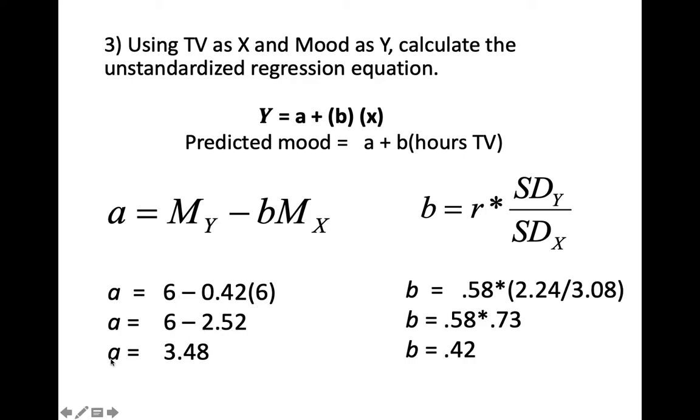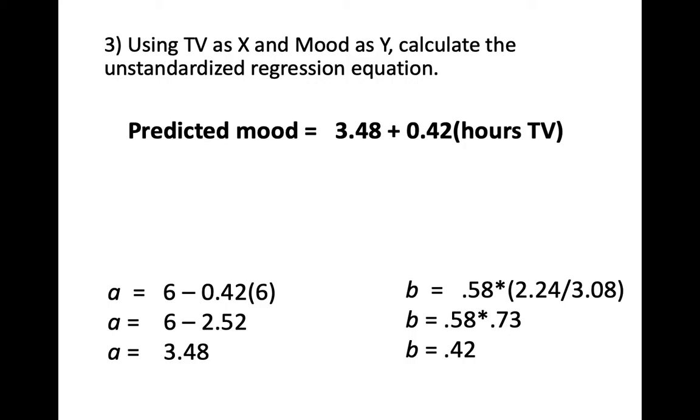So plugging in, we get that the regression constant, otherwise known as the y-intercept, is 3.48. This is also directly interpretable. This is the value of y when x is 0. So we can say that when people watch 0 hours of TV, their predicted relaxed mood is 3.48. Okay, and so that yields our unstandardized regression equation where predicted mood is a function of the regression constant, 3.48, and then we're going to add the number of hours of TV times the unstandardized regression coefficient of 0.42.